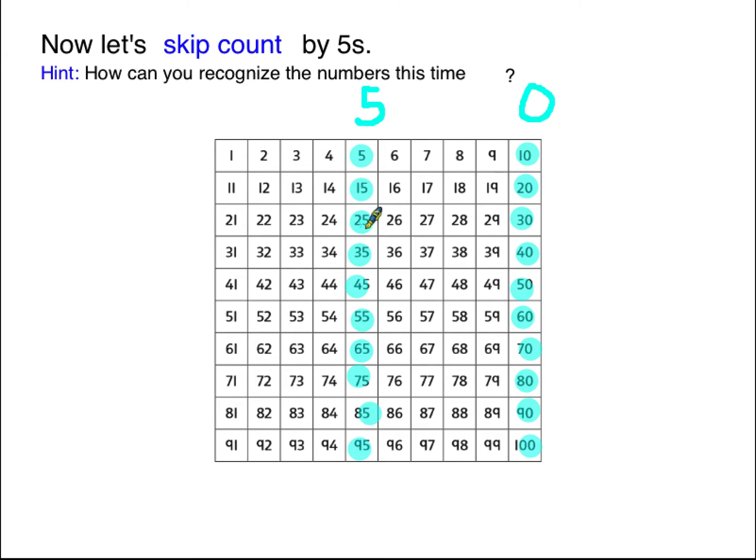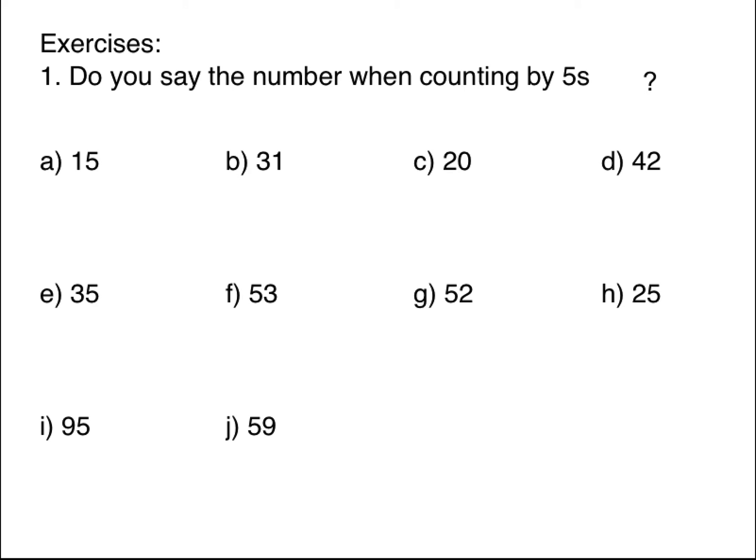These all, see, we're going down. They all end with a 5, and then these all end in a 0. So we go from 5 to 0, 5 to 0. 5, 10, 15, 20, 25, 30. If you see that pattern, you can see how we're counting by fives. So if it ends with a 5 or a 0, we know we're counting by fives.